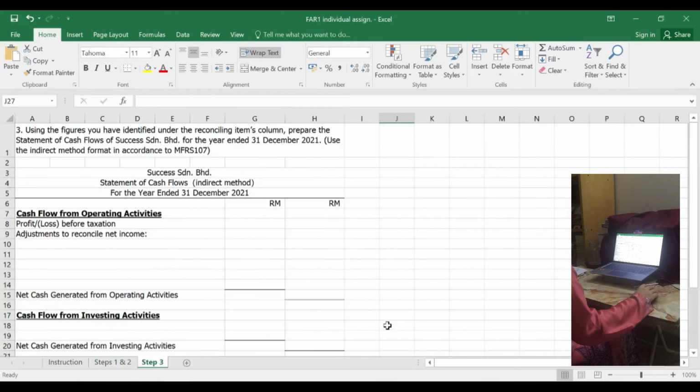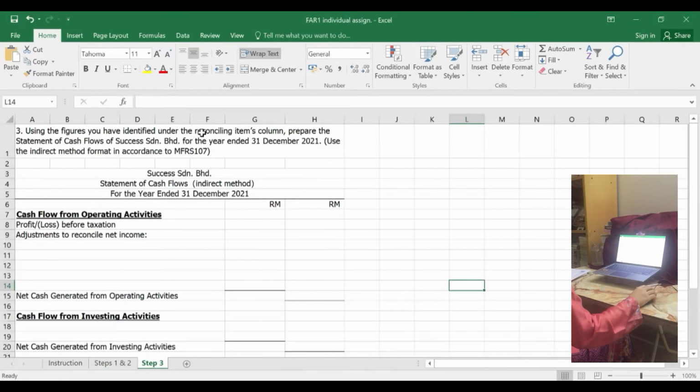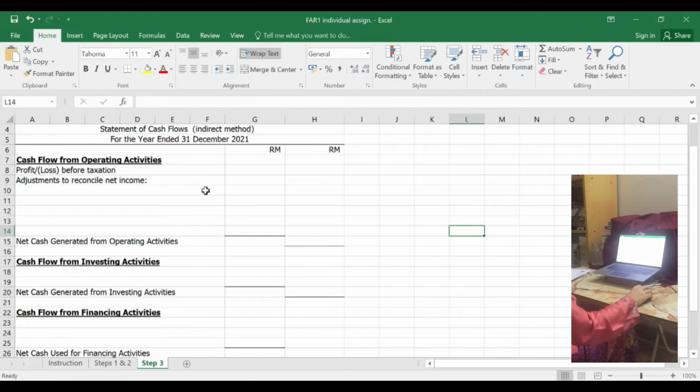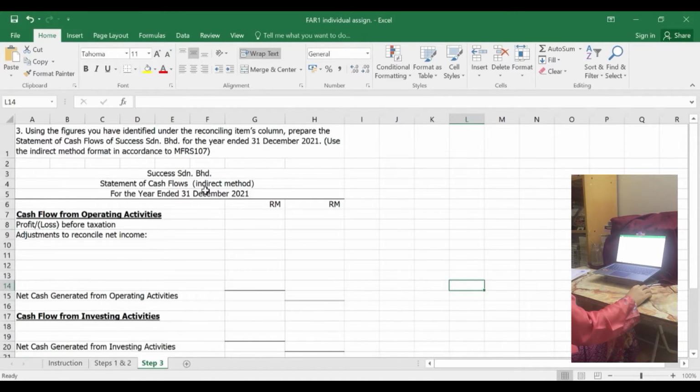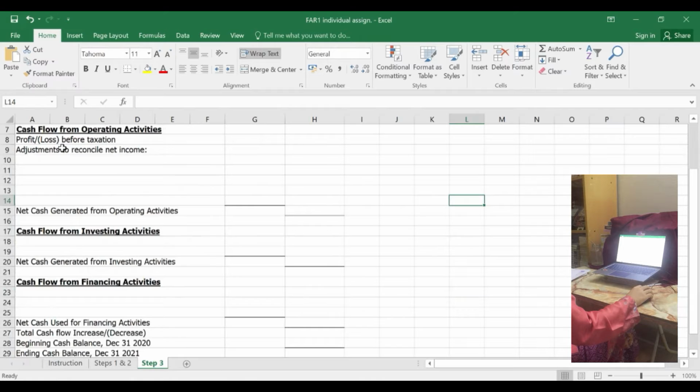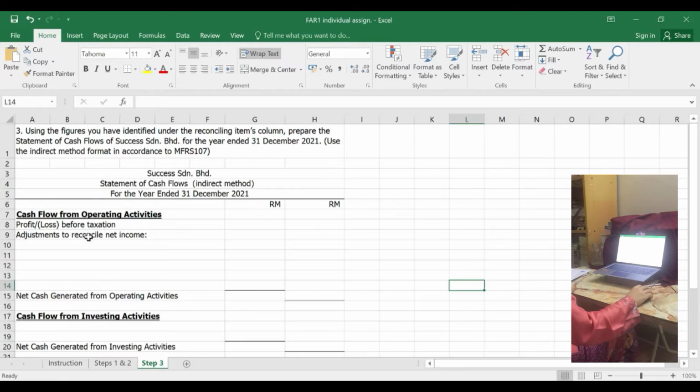Now we are going to part 2, where we have to prepare the statement of cash flow for Success Sdn Bhd for the year ended 31 December 2021 using the indirect method format in accordance to MFRS 107 by using the figure that have been identified under the reconciling items column. The indirect method of statement of cash flow has separated into 3 main parts, where we have to calculate the cash flow for operating activities, investing activities, and financing activities.